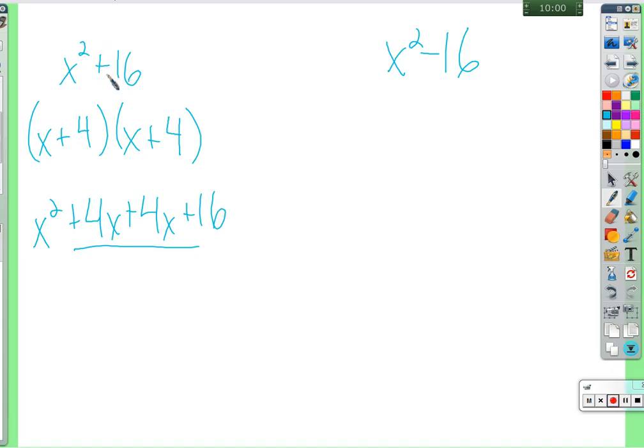We're supposed to get no x terms. Whether we make it both positive or both negative so that we get a positive 16, we don't get a 0x. We don't get a cancel out of the x terms. So it's very important that it's minus every x squared minus 16.